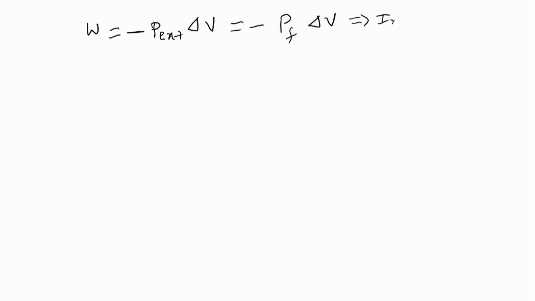work done. So what we got? Work done W is minus P external times del V, and this P external is nothing but your final pressure, times delta V, and this is applicable for irreversible process.